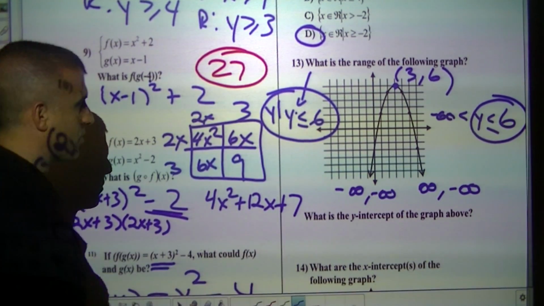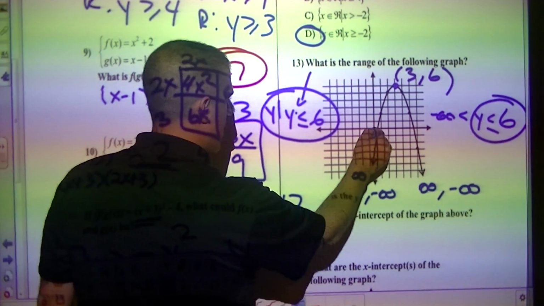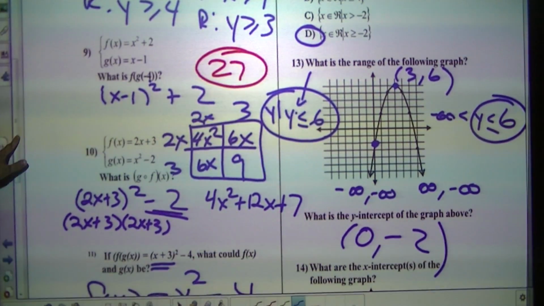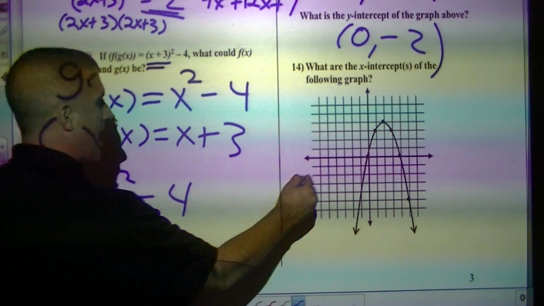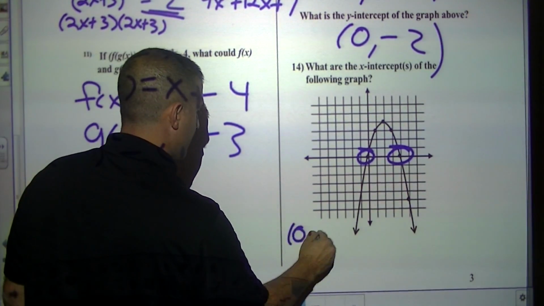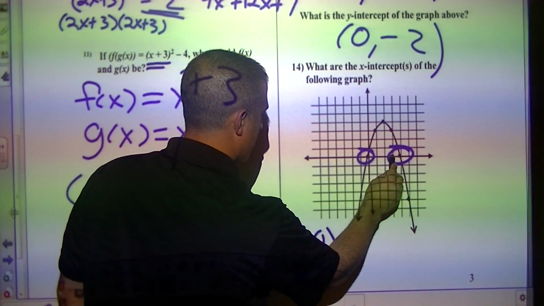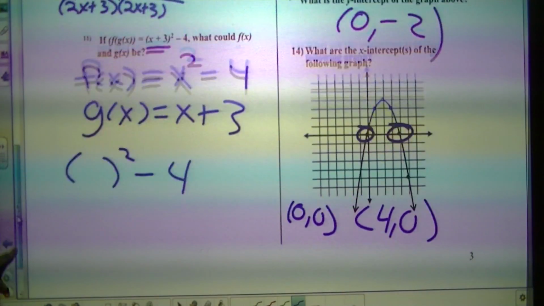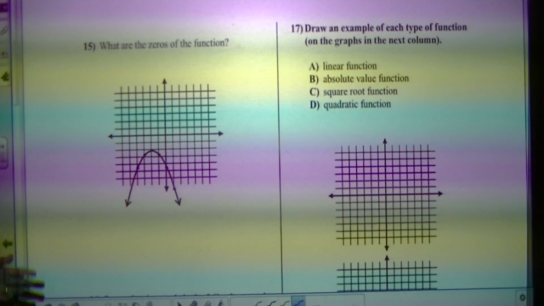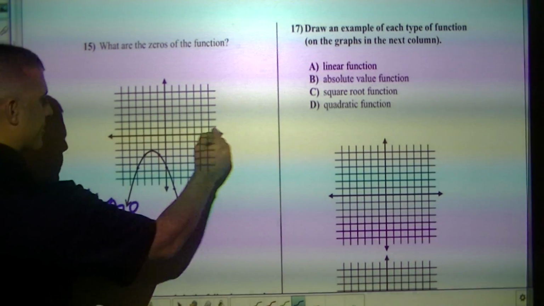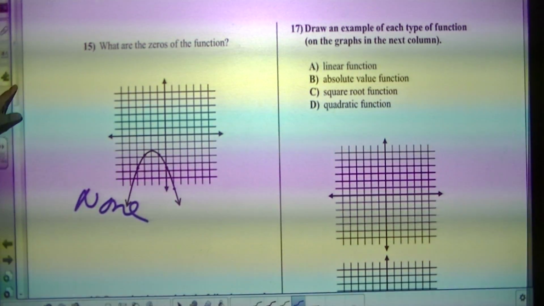What's the y-intercept of the graph above? That's right here. That's 0, negative 2, okay? What's the x-intercepts of the following graph? All right, that's here and here. That's what x-intercepts are. So that's 0, 0, and 1, 2, 3, 4, 0. Okay, so it's where it crosses that axis. Are we moving on to 15? Okay, what are the zeros of this function? None. Okay, doesn't cross the x-axis, so that's how you know there.